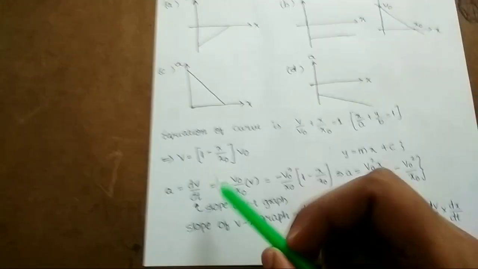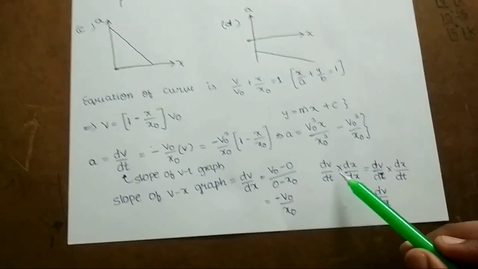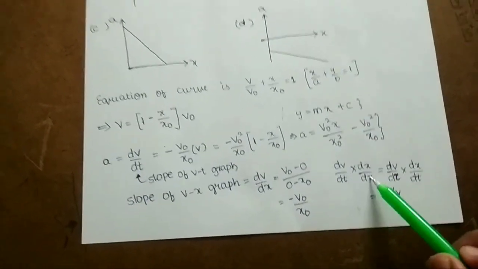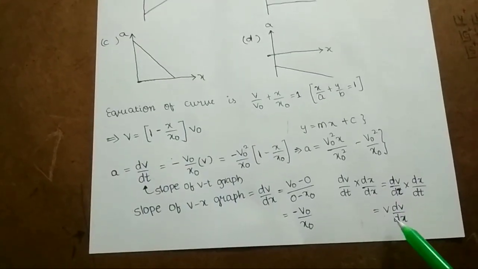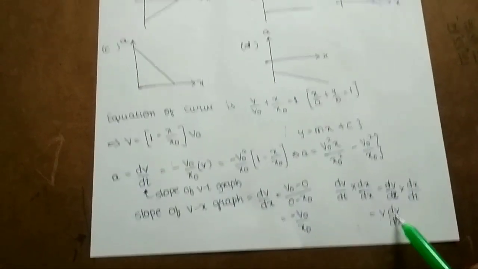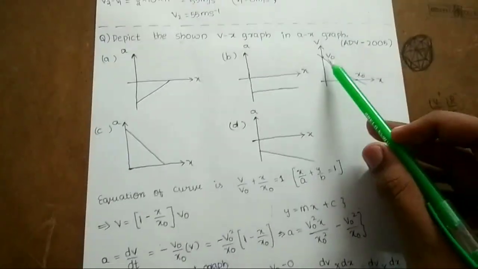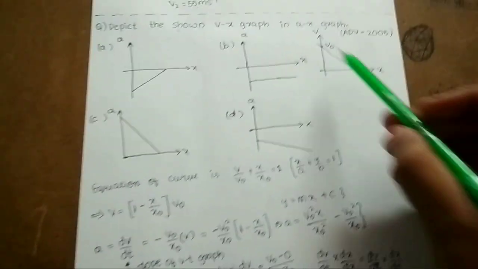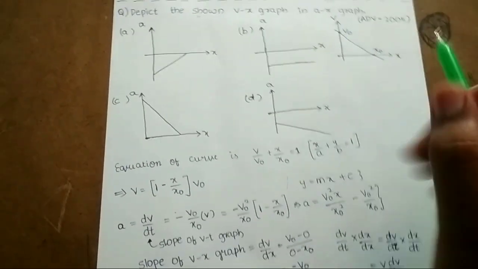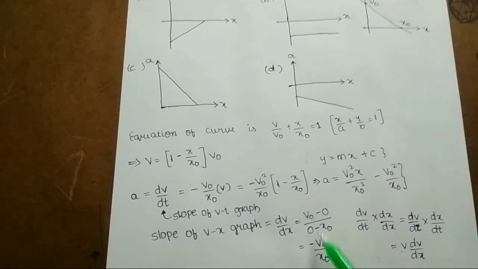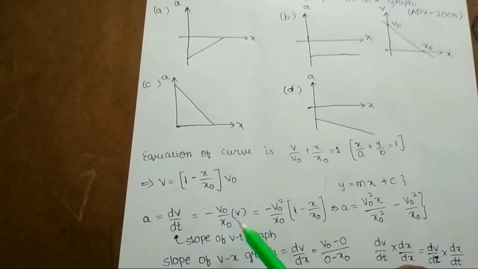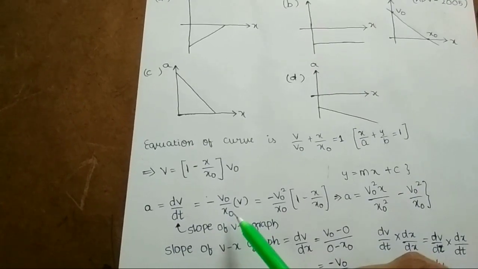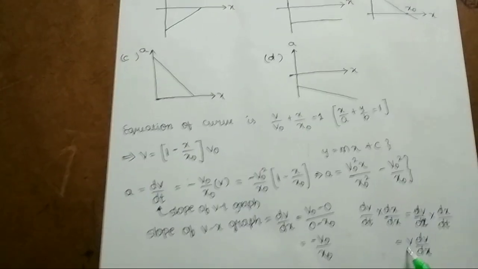Keeping it aside, we know a equals dv by dt, and by multiplying and dividing by dx, we get a equal to v dv by dx, and we know dv by dx is nothing but the slope of the graph. Slope of dv by dx is nothing but the slope of this graph, that is (v0 minus 0) by (0 minus x0), y2 minus y1 by x2 minus x1. We get that it is equal to minus v naught by x naught, into v. V is left over here.